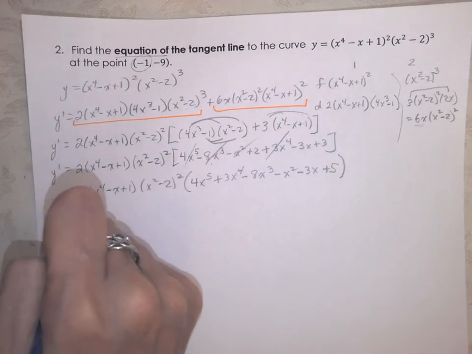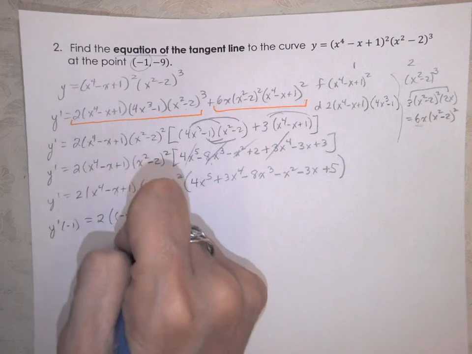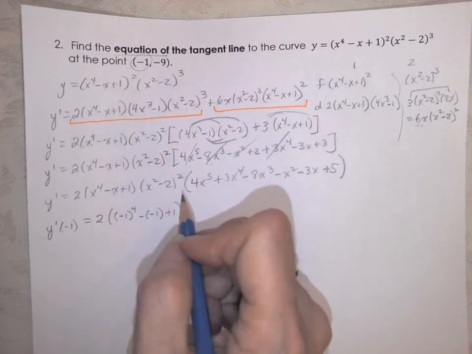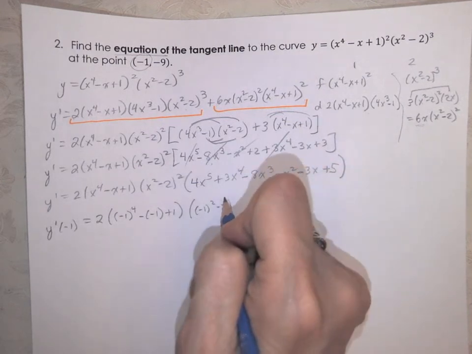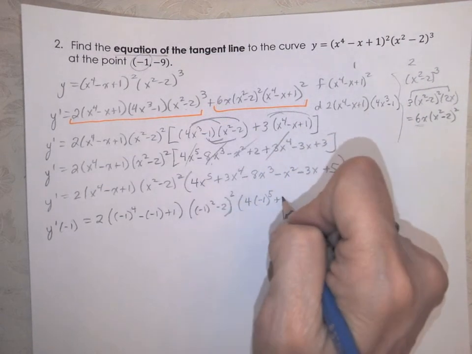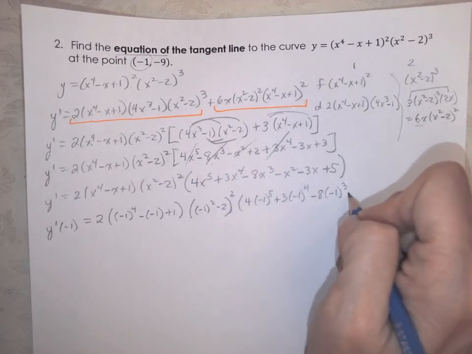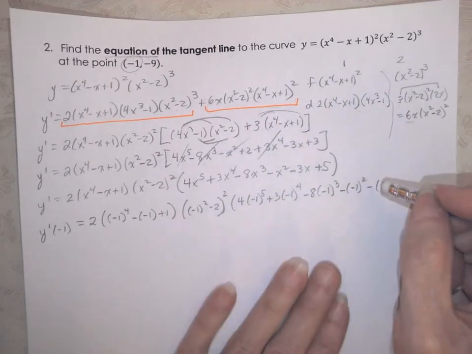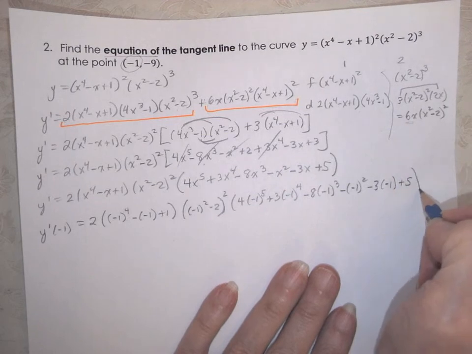And now we're going to substitute in -1 because we want the slope of the tangent. So be careful. So that's ((-1) to the 4th minus -1 plus 1) times ((-1) squared minus 2) squared times (4 times (-1) to the 5th plus 3 times (-1) to the 4th minus 8 times (-1) cubed minus (-1) squared minus 3 times -1 plus 5).